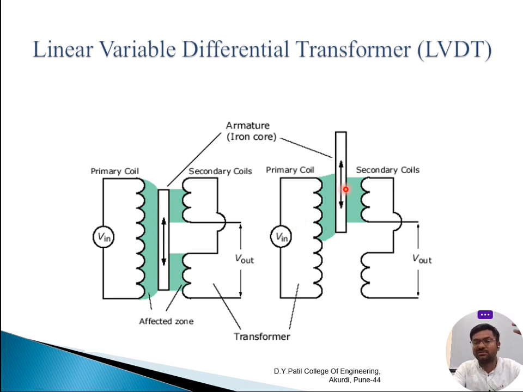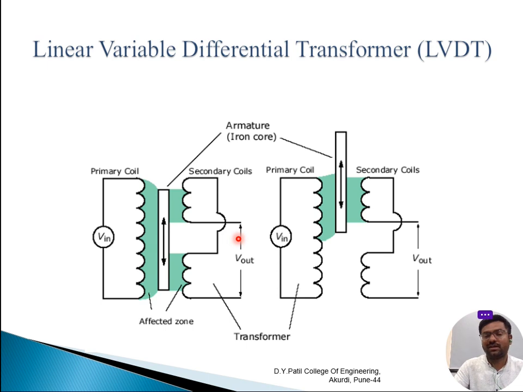If the core is moved towards the top side, then what happens? Even though there is mutual flux available here on the downside of the primary winding, it will not be connected to the secondary winding because there is no core present between them. So there is no coupling happening. Coupling means mutual induction is happening. Here the core acts like a mediator between the primary and secondary windings for the coupling, or mutual induction, to happen. So the core is acting like a coupling element between primary and secondary winding for the mutual induction to happen.